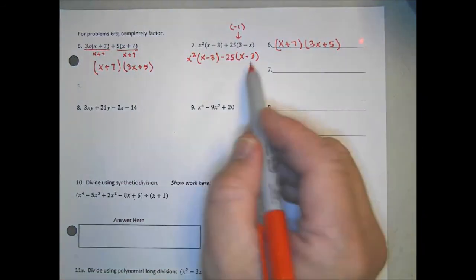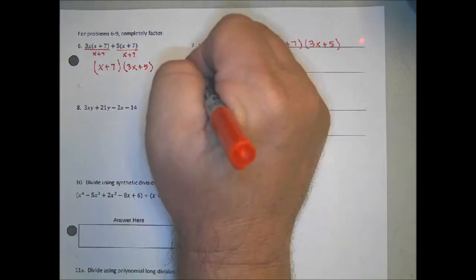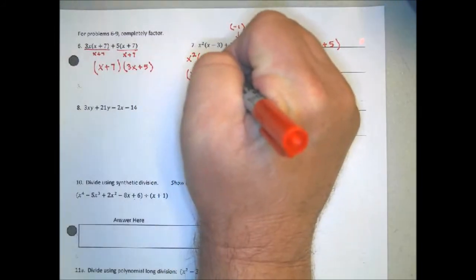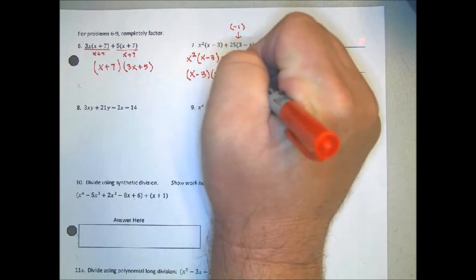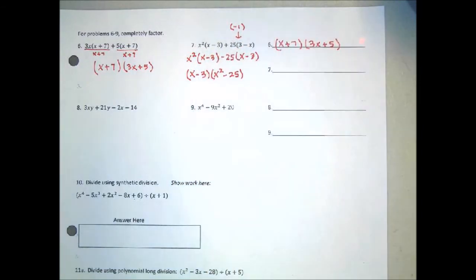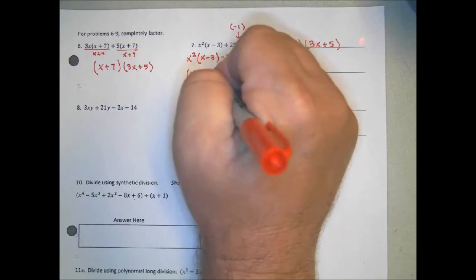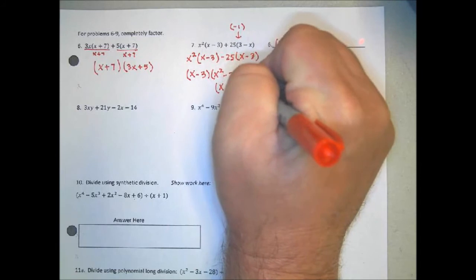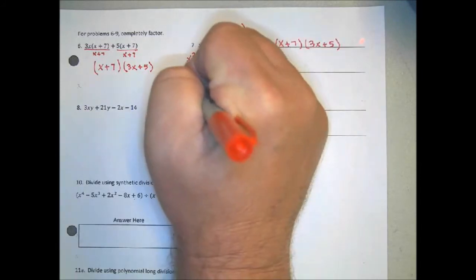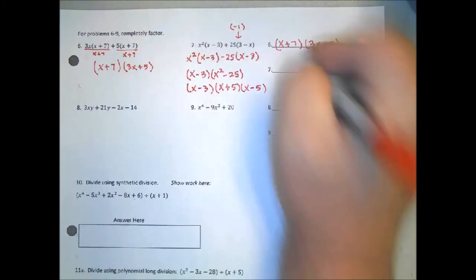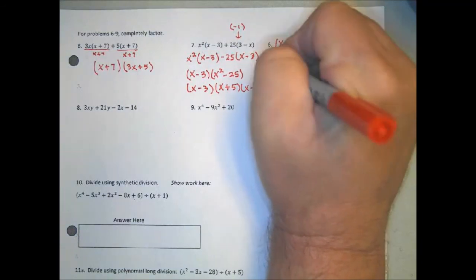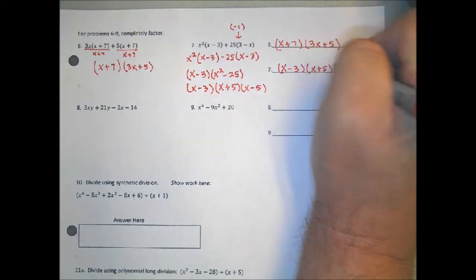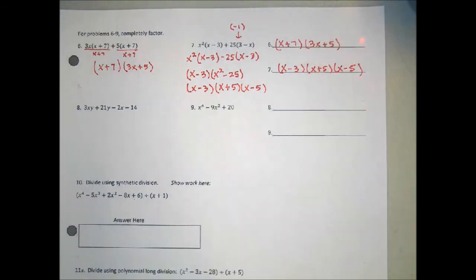Now, I've got a common factor of x minus 3. So I'm going to pull it out as the common factor. And I'm left with x squared minus 25. And that x squared minus 25 is a difference of perfect squares, which can go down further to x plus 5, x minus 5. Don't forget the x minus 3. And there's your fully factored form of this problem. X minus 3 times x plus 5 times x minus 5.